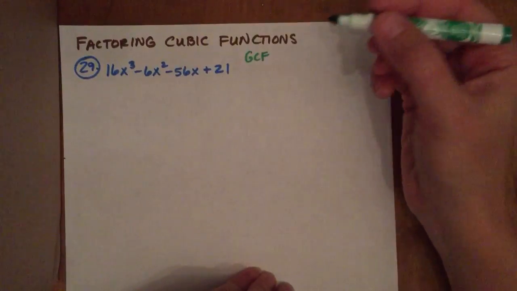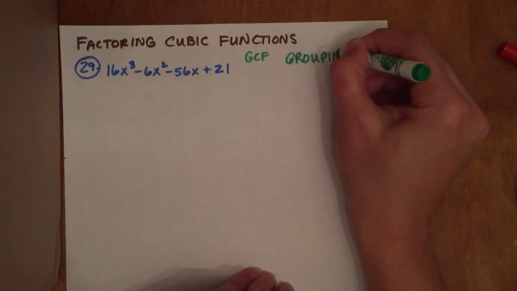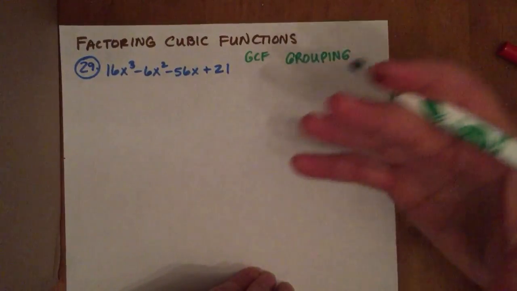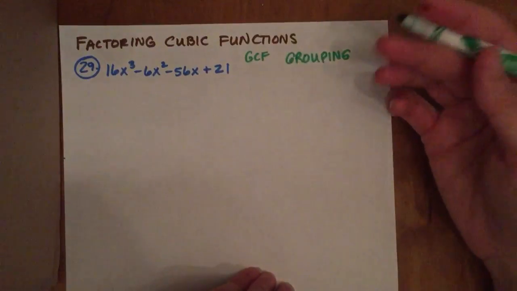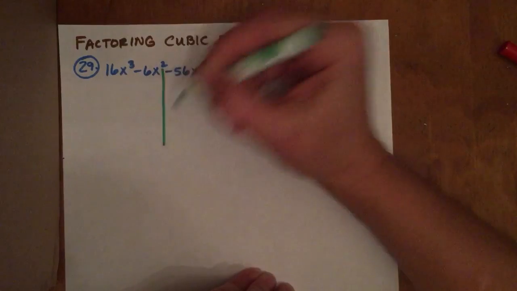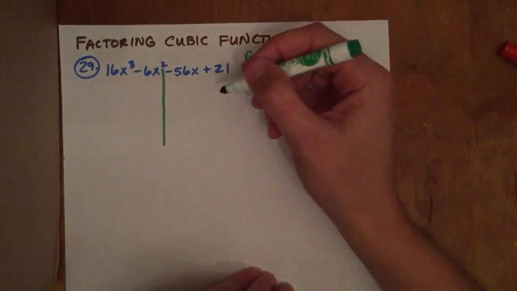So what I'm going to do is I'm going to factor by what we call grouping. When you have 4 terms, and you can't factor a GCF and you can't get it down to a trinomial, you can use grouping. And the way I always learn grouping is I always draw a line right down the middle of my terms. And I'm going to have basically 2 groups.